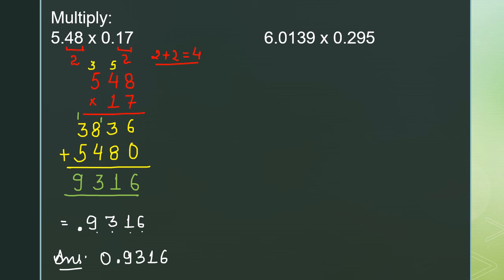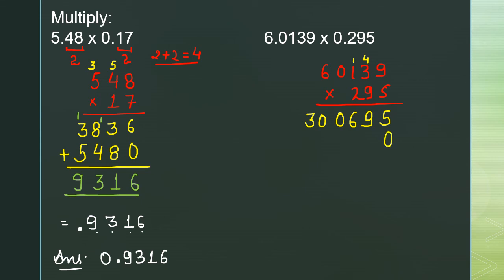The next part, we have to find the product of 6.0139 and 0.295. So multiply them just like whole numbers. 60139 and 295. We have to multiply them. 5 nines are 45. 4 carry. 5 threes are 15. 15 plus 4, 19. 1 carry. 5 ones are 5 and 1, 6. 5 into 0, 0 and 5 6s are 30.